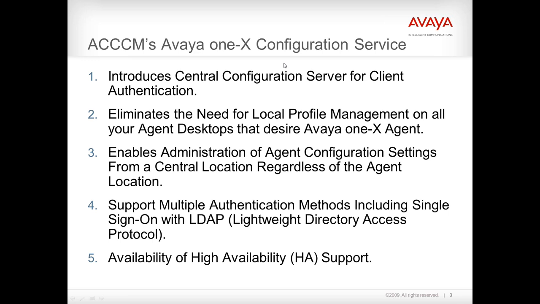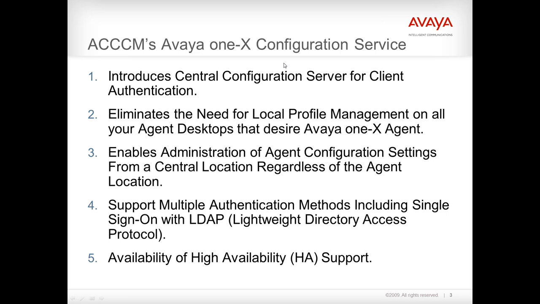The third authentication flavor within ACCCM 1X would be basic authentication. Basic authentication means that the 1X agent will have to input a username and password to 1X. We'll take the username and password that the user inputted and authenticate them against the ACCCM 1X database. So, 3 options or 3 flavors for authentication based on your customer or environment needs.